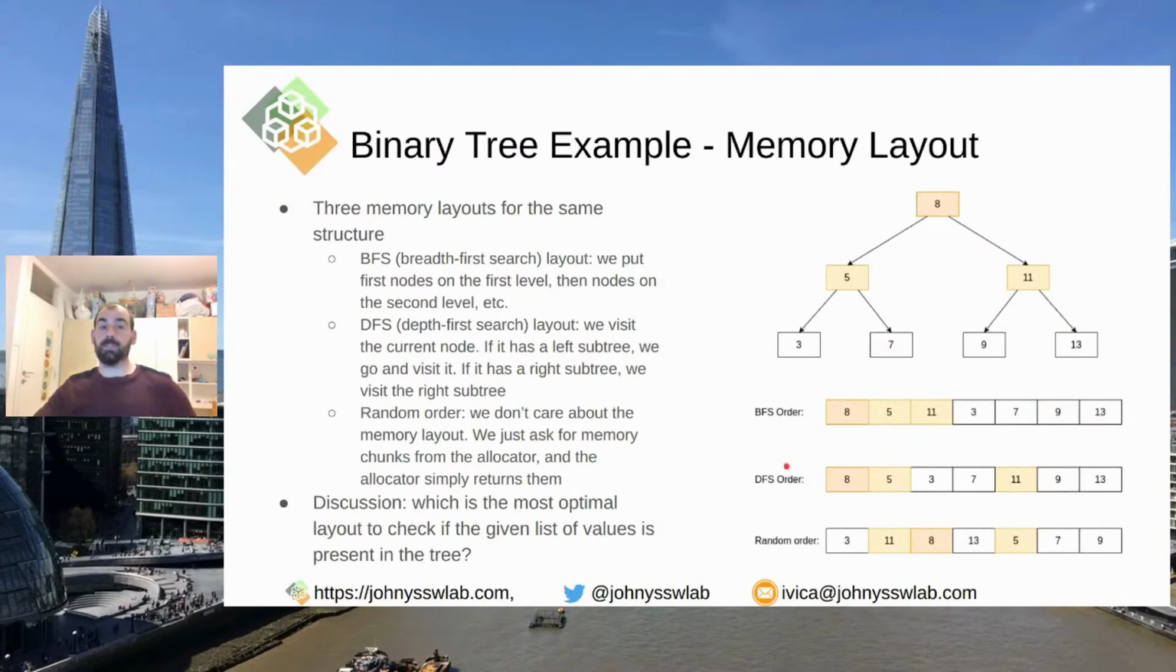Another order is the depth-first search order. Now, what we are doing is visiting the tree using depth-first search, and then laying out the nodes in that way. So I'm laying out 8, then 5, then 3, then go back. I add 7, then go back, then add 11, 9, and then 13. So this is a depth-first search layout. And there is a random layout, where I just randomly put the nodes in memory. Now, the question is, which is the most optimal layout?